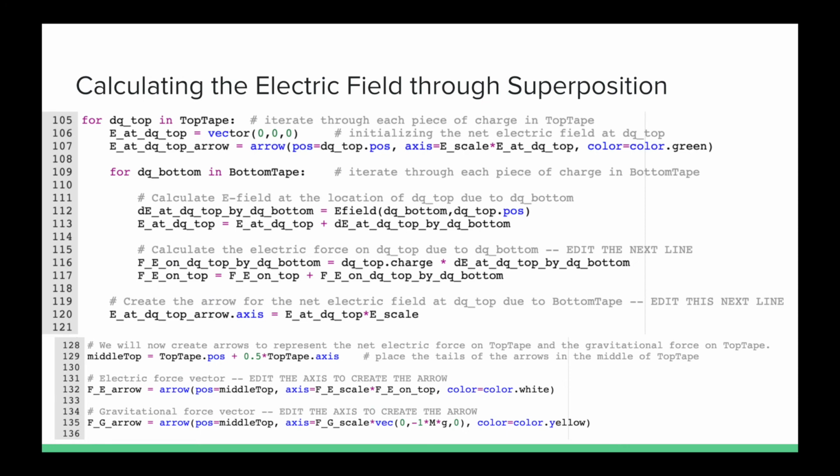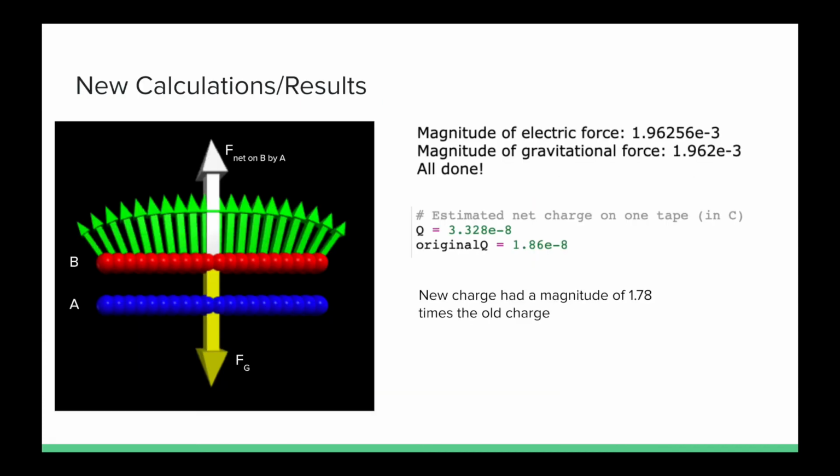The final function iterates through each of the separate charges for both the bottom and top tapes and calculates the net electric force on the top tape due to the interactions between each separate charge within the two tapes. The result of this line charge calculation returned a new net charge of 3.28 times 10 to the negative 8 coulombs, which is 1.78 times larger than the point charge calculation.